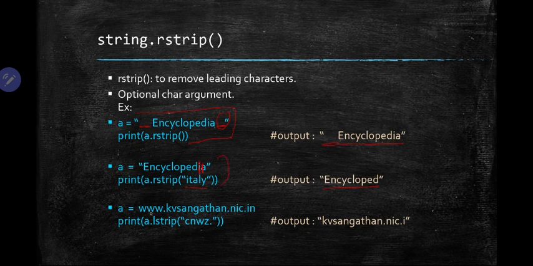Next we have www.kvsangathan.nic.in as the input string, and the substring we have is c, w, z, dot. Now we will begin from the right side. So we have n in the main string and we have n in the substring as well. So this n will be removed. Now we have I in the main string, but we do not have any I in the substring. So now only n will be removed and all the remaining characters will be kept as it is.